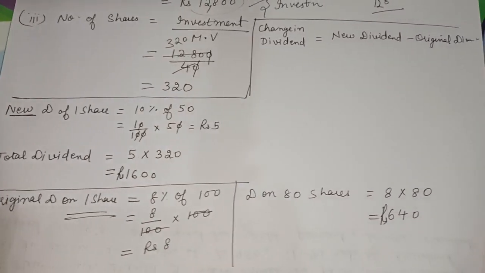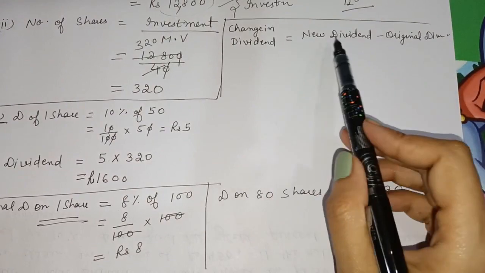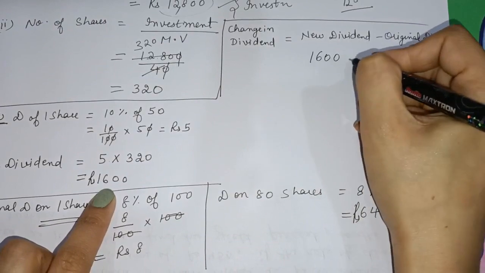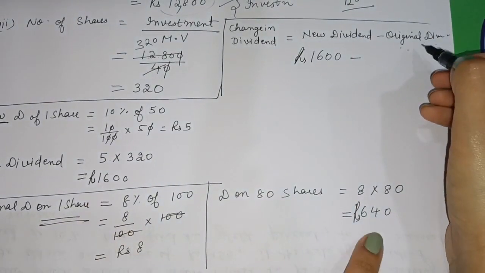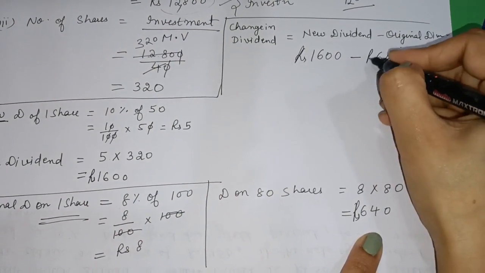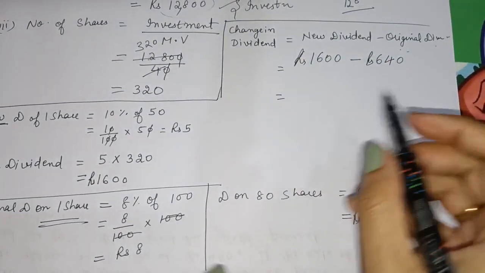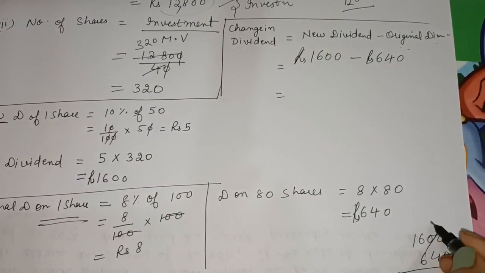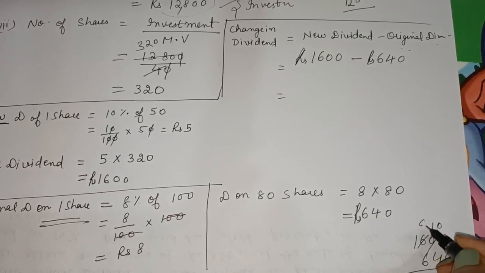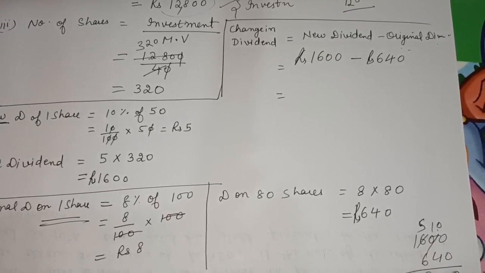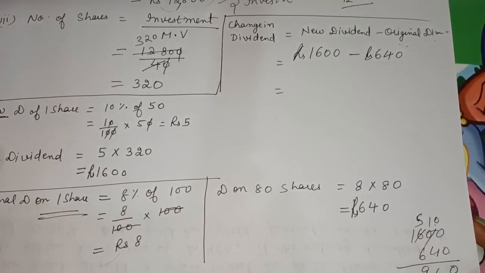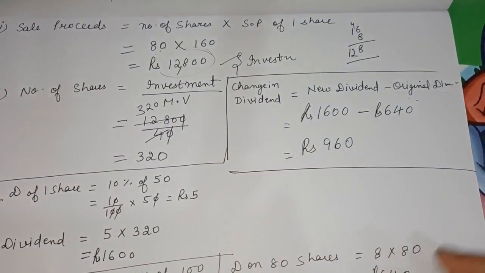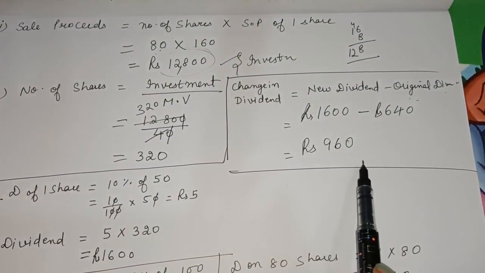Now here we can just substitute. I already have written. So change in dividend is equals to new dividend. New dividend we found as 1600 minus original dividend we found as 640. So similar question earlier also we have done. Now subtraction we can do. 1600 minus 640. So 10 minus 4, 6. So after doing subtraction, you can see you are getting the price as 960. So that means change in dividend is equals to 960.